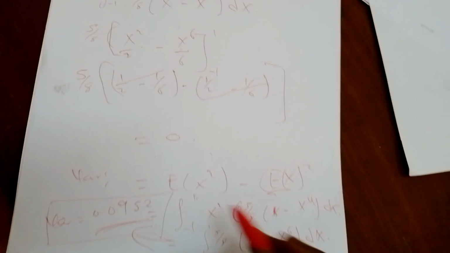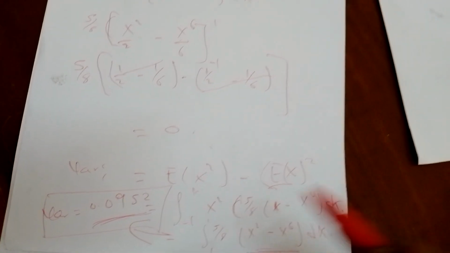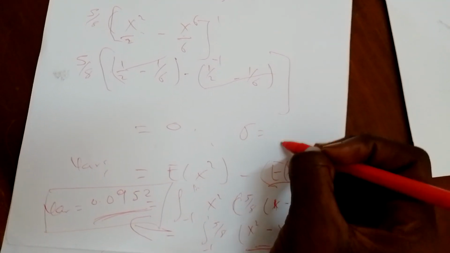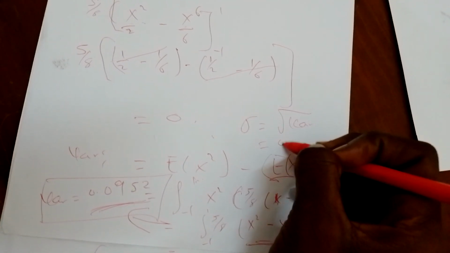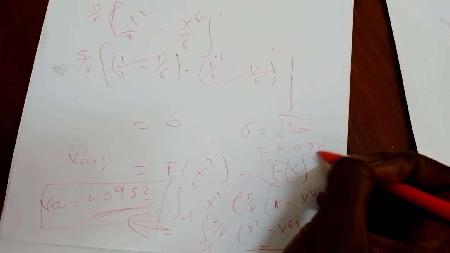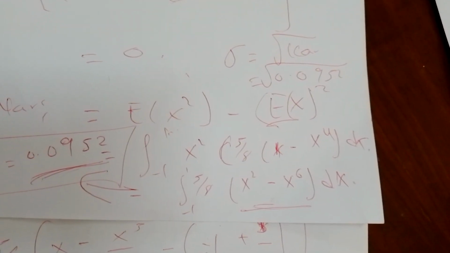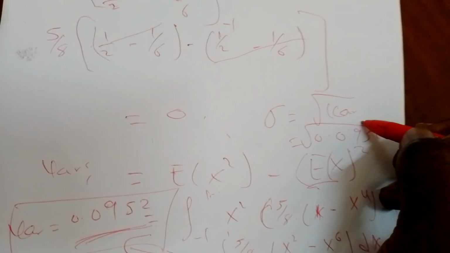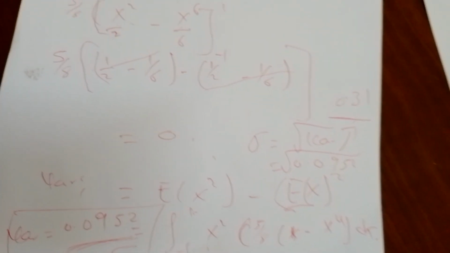And if they ask you from this point to find your standard deviation, then your standard deviation will directly be the square root of the variance, which will be the square root of 0.0952. Then they should be giving you something around 0.31. Okay, so basically that's just it.